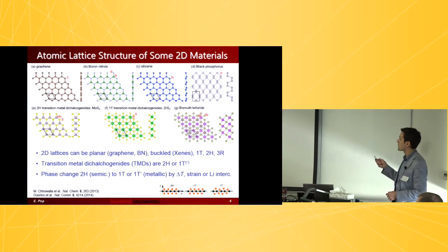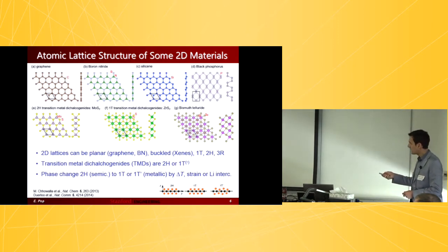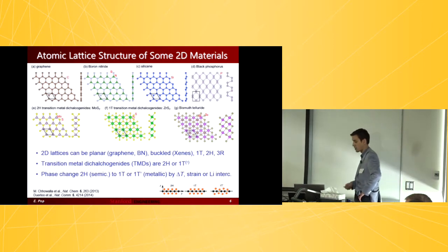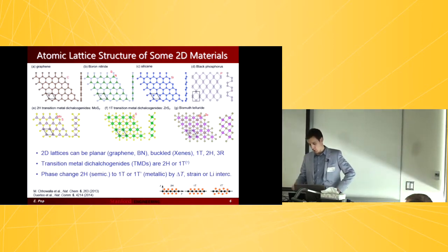The atomic lattice structure of some 2D materials: graphene, of course, is shown there, boron nitride, silicene, these TMDs, transition metal dichalcogenides, black phosphorus, and isotropic, of course, right? So these things are typically 2H or 1T, sometimes 1T prime, which is a distorted 1T lattice. There's also phase change properties of these TMDs between the 2H semiconducting state and the 1T or 1T prime metallic state. These can be induced, for example, in molybdenum telluride by temperature, strain, or by lithium intercalation, as people have shown, actually also in MoS2.